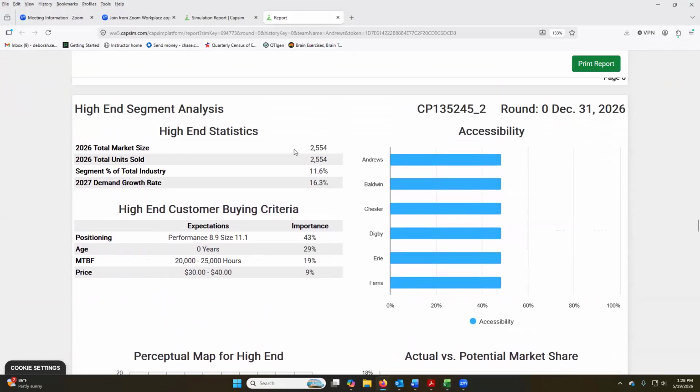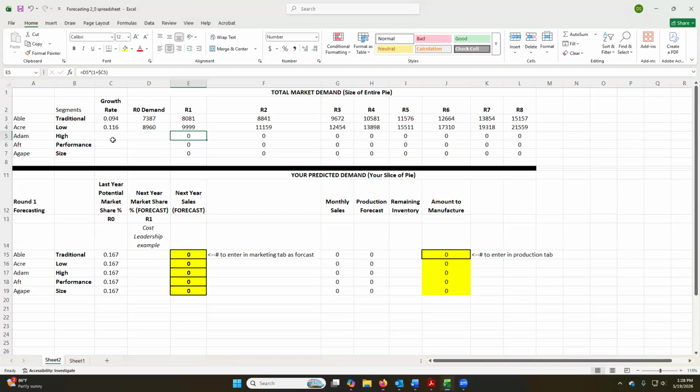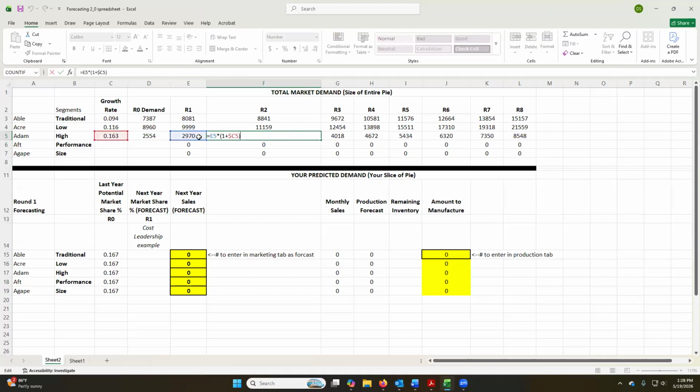We've got 2554 and 16.3, 0.163. Last year's demand was 2,554,000, which means that next year it's this number, 2554 times 1 plus that 16.3% growth rate. And then round 2 is last year, round 1, times 1 plus that same growth rate. The growth rate stays the same for all 8 rounds of the simulation.